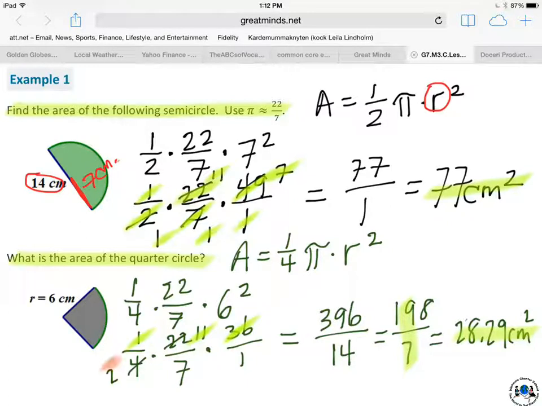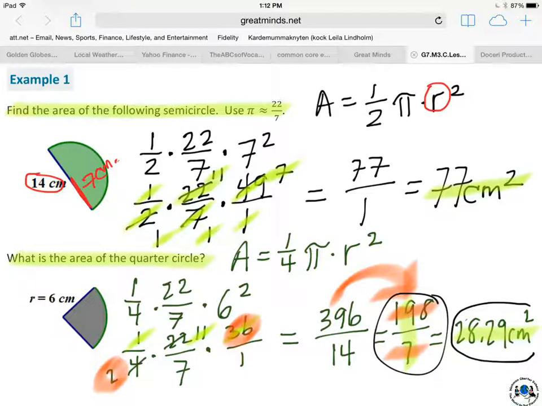But if you notice here, I had this 2, and I still had a 36 over here. So I could have actually cross-canceled there. That 2 would have become 1, and that 36 would have become 18. The fact that I had to simplify from here to here was clearly evidence that I could have cross-canceled again. But nevertheless, this is our answer, with, of course, centimeters squared after it.